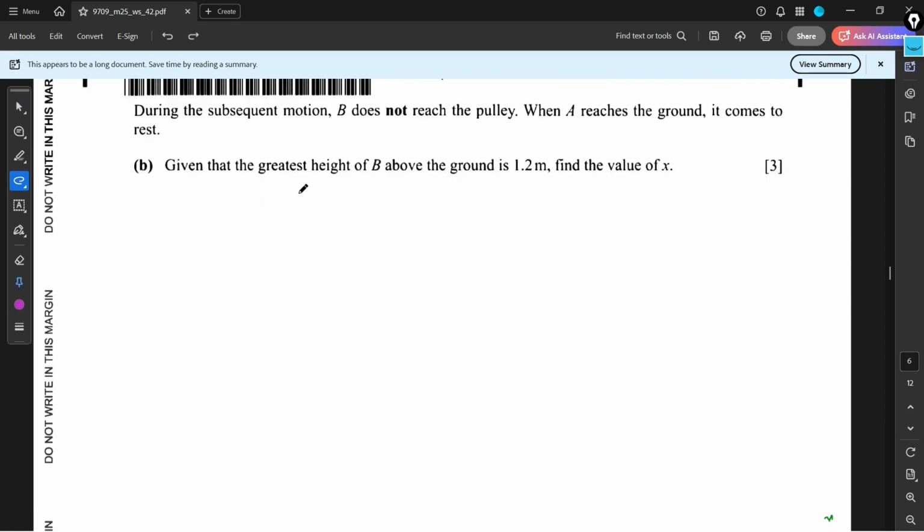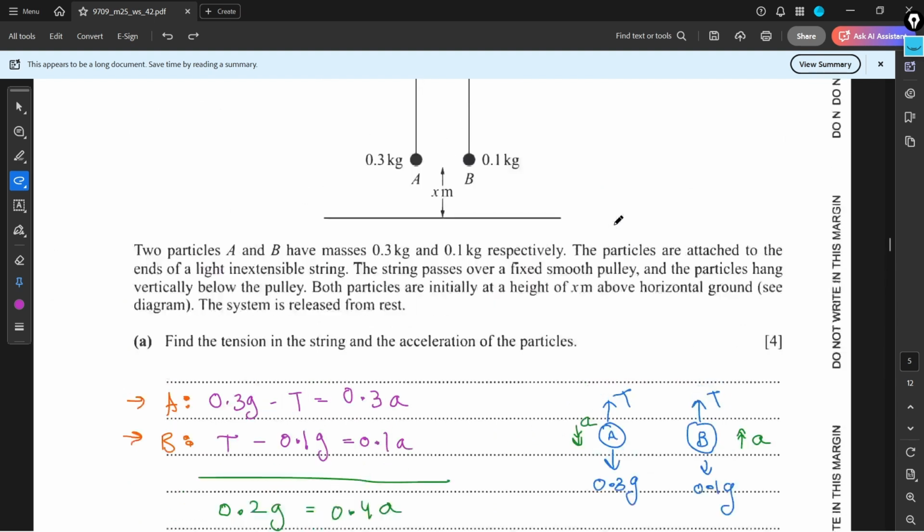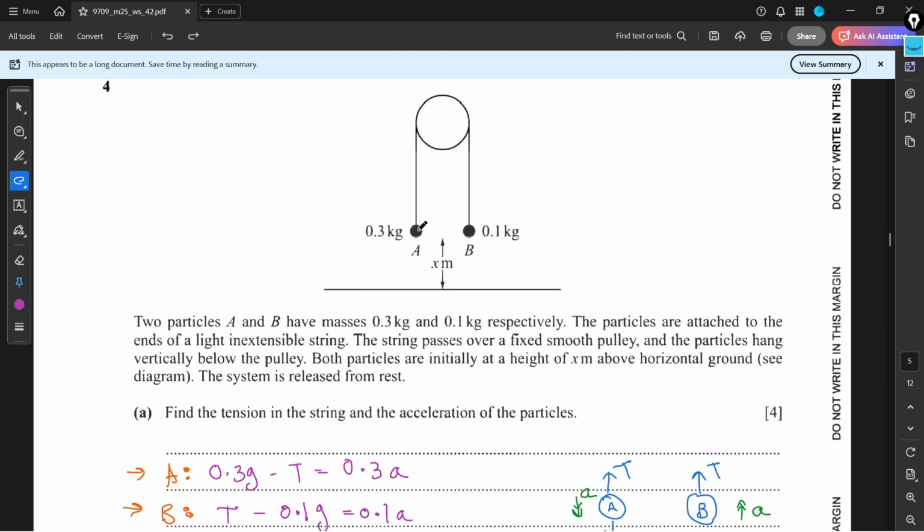Now for the second part, it's given that during the subsequent motion, B does not reach the pulley, and when A reaches the ground, it comes to rest. Given that the greatest height of B above the ground is 1.2 meters, we have to find the value of x. The idea here is, again, very repetitive. The moment A hits the ground, it's going to be at rest. And because they are connected by the same string, as A travels downwards, B travels upwards. So as A travels x meters, B also travels x meters from this point. So this is another x meters.